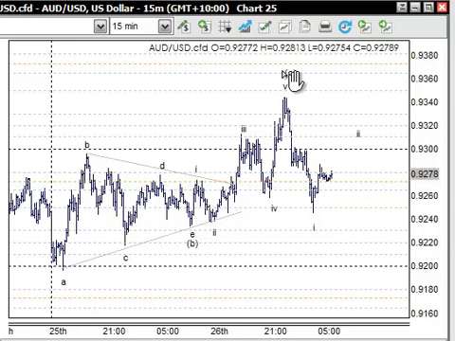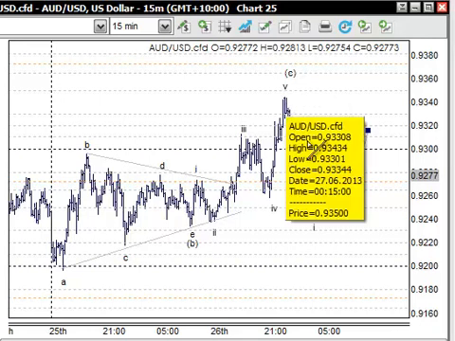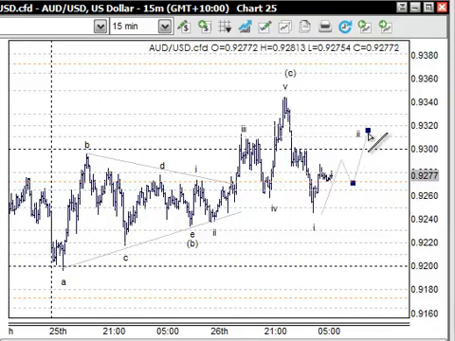So that top could be in place now, and now we'd be looking for an ABC correction from here, some type of corrective move from here. If that's the case, then we can start to look for short trades here. There's quite a few ways you could do it. You could just short it in this sort of area through here. If that's the case, then you've got to put the stop above the last high here. The other way to go about doing it is to allow this to play out through here.